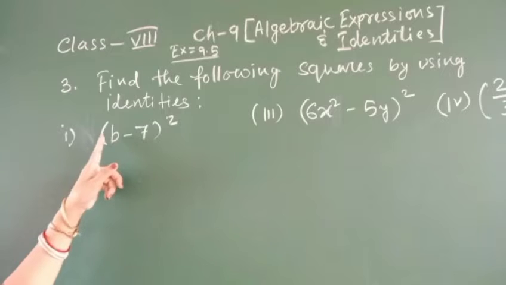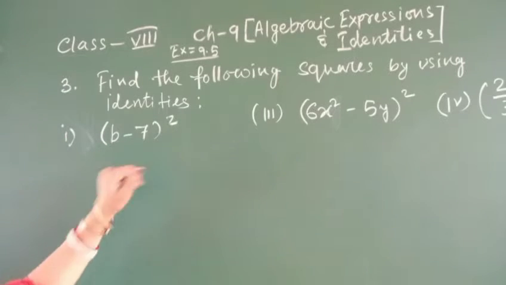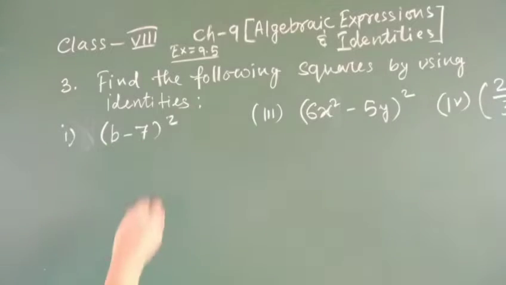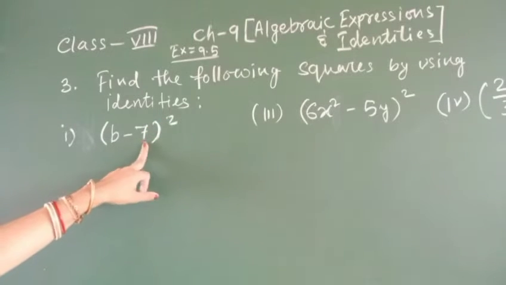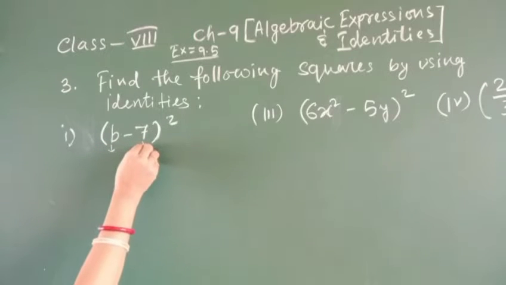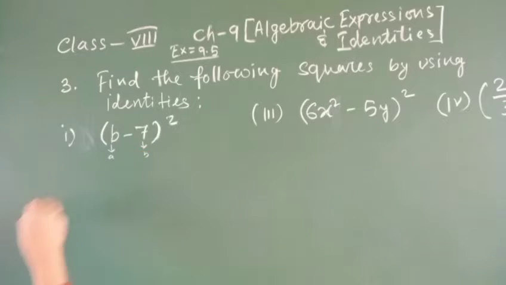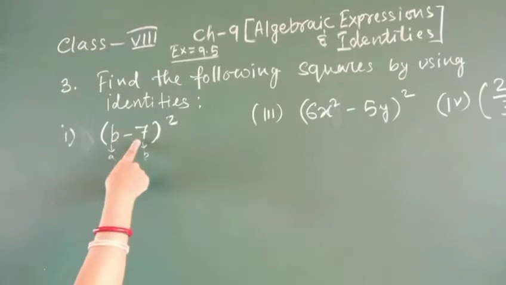Now see the question, first question number 1, b minus 7 whole square. By seeing this you can easily identify that it is a minus b whole square. We can do this easily. So we can consider this one as a and this one as b. This will be a minus b whole square.